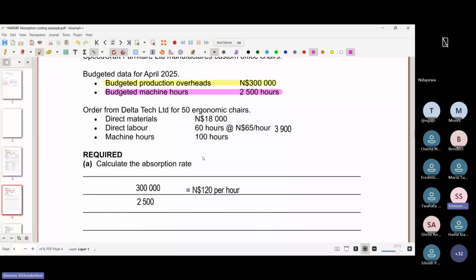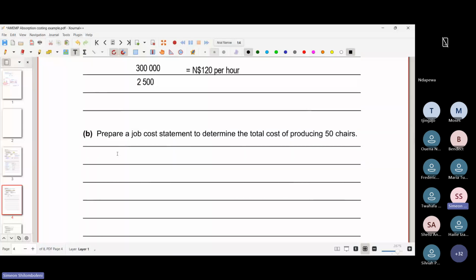In order for us to finish these chairs, our machines will be running for 100 hours. For every hour that it's running, they must pay 120. So, job cost statement, I'm not even going to draw lines here. Now I believe we understand. If you are lost, you let me know so that I can clarify what is not clear.